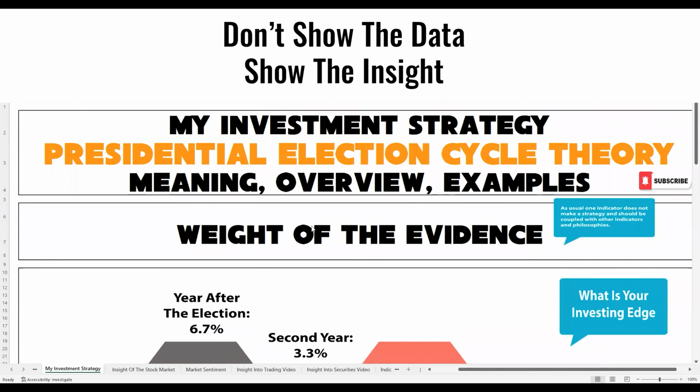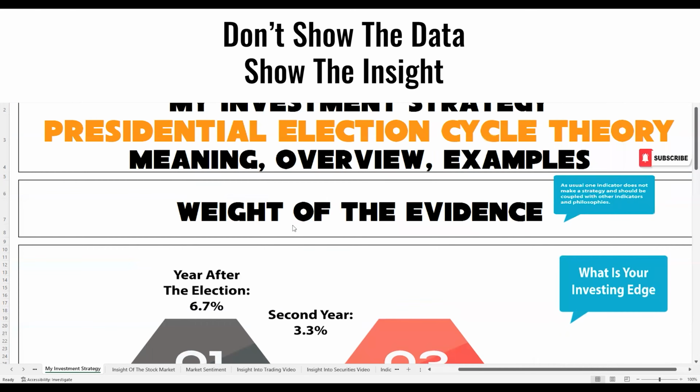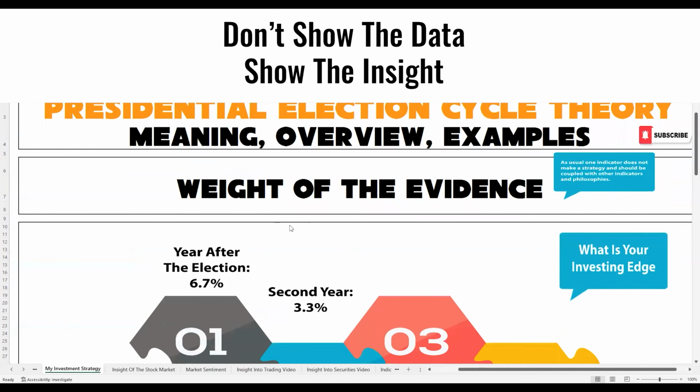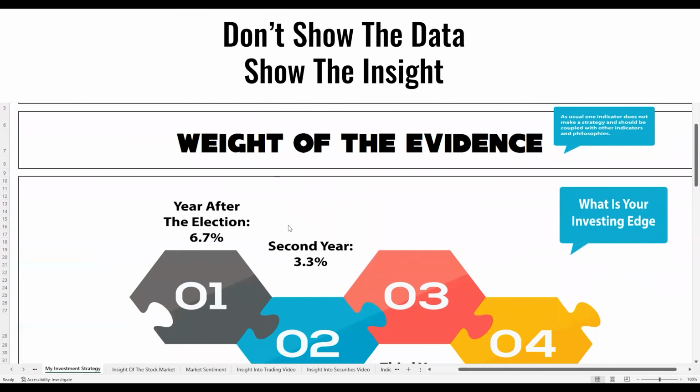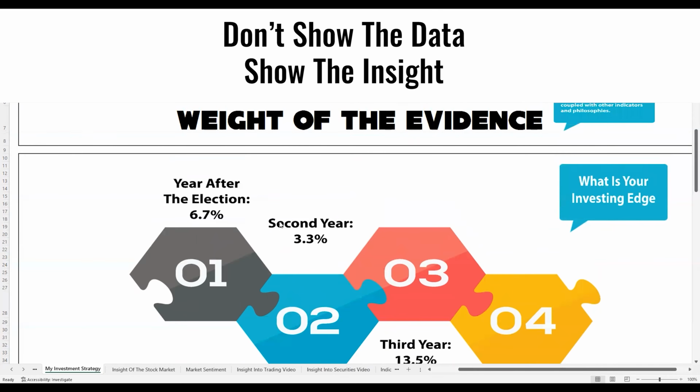So what is this? First of all, you have to understand that using a presidential election cycle, we use it with other indicators, sort of a weight of evidence. And when we're looking at this presidential election cycle, we like to put other indicators combined to get the best entry price and also to get the best exit price. But let's go over this a little bit.